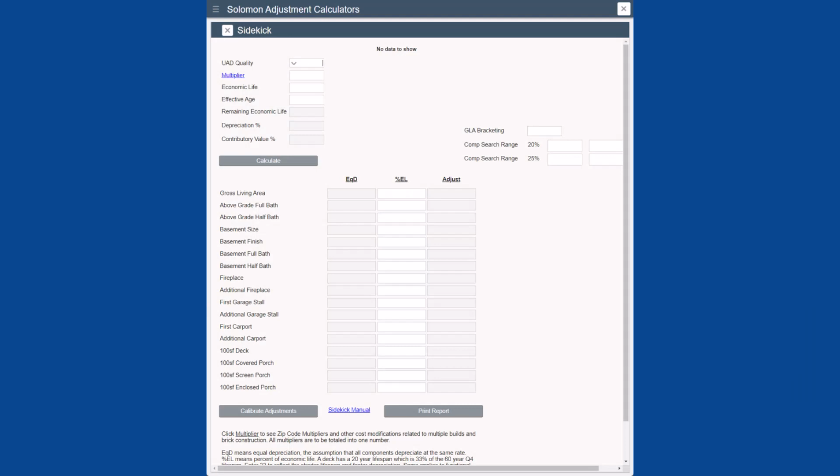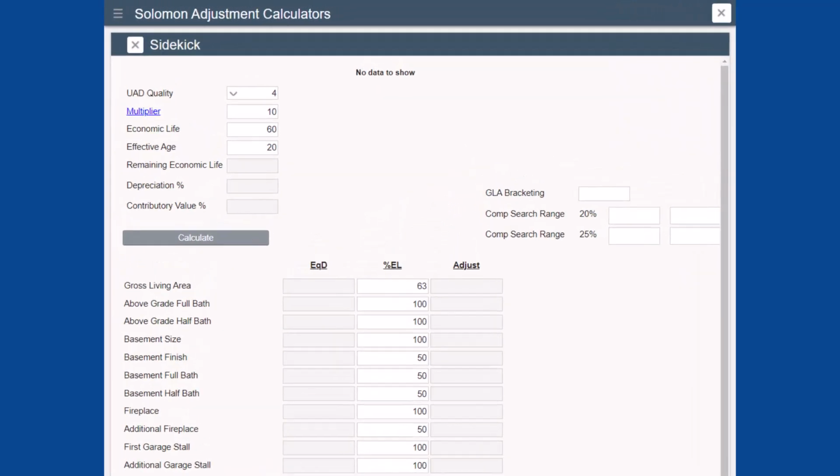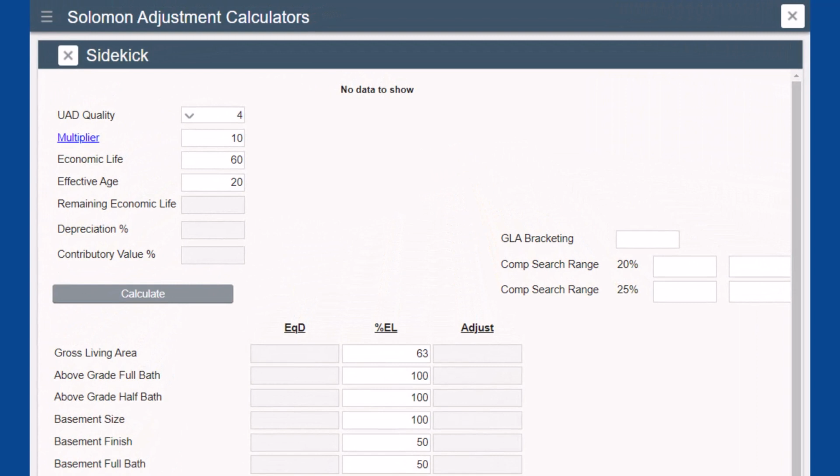Sidekick calculates depreciated cost adjustments for all categories found in Solomon cost. Choose a quality rating, enter a multiplier. The multiplier link brings you to cost modifications and zip code multipliers. Enter effective age. USPAP states that appraisers must not make unsupported assumptions about effective age. Effective age includes all forms of depreciation, so it is best to extract depreciation from the market in the cost approach. Solomon cost is designed to do this.